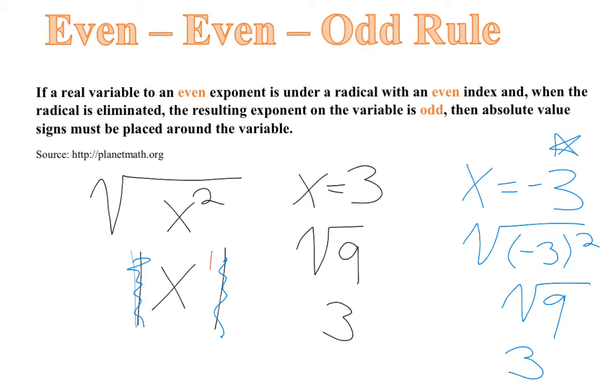But if I put those absolute value symbols around it, if I put them back, then the absolute value of negative 3, the x value that I'm testing, is positive 3, which matches. So that's why, when you have an even variable, an even index, and an odd exponent in your answer, you have to include the absolute value symbol. So that's the special case that you need to watch out for and remember when you're solving these problems.